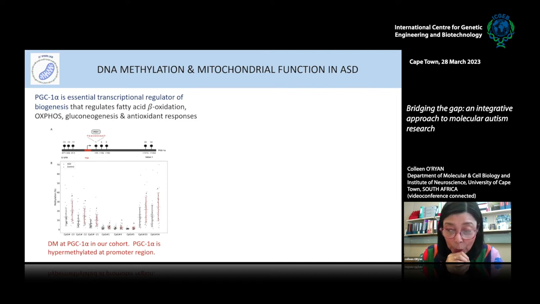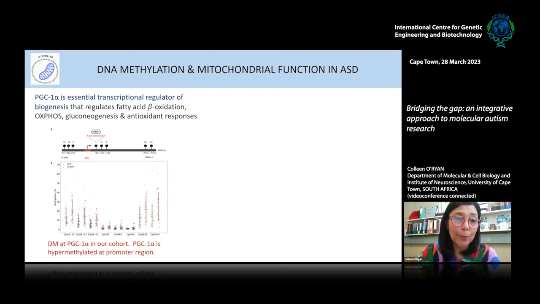response. And so we wanted to know, was our copy number in our cohort changing, and was methylation perhaps a player in changing the expression of PGC-alpha to change this copy number in our cohort? So this work is all done on our children and the DNA we got from those children. And this approach we used, again, next-gen bisulfite sequencing.